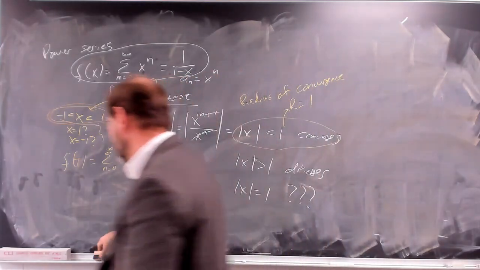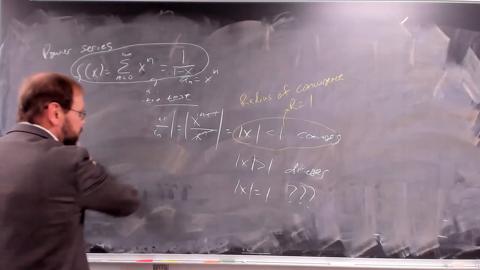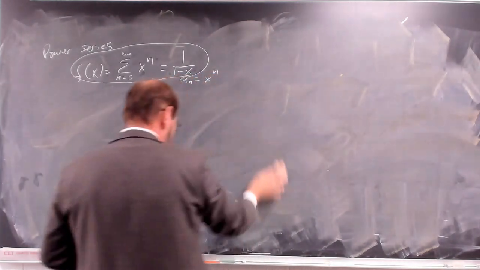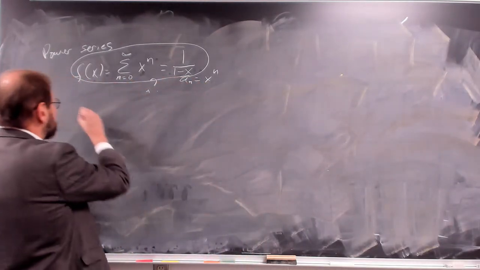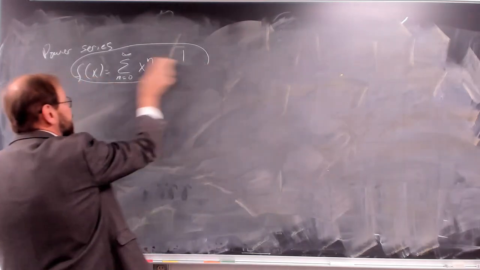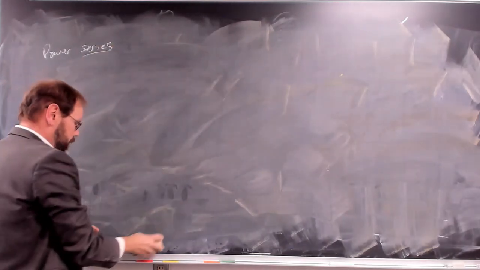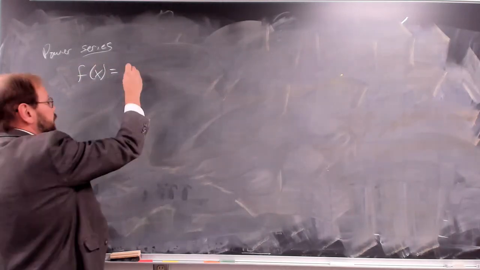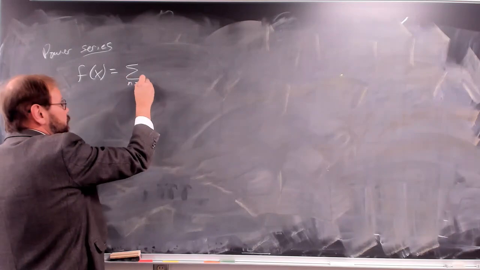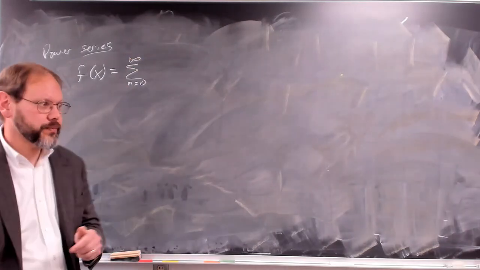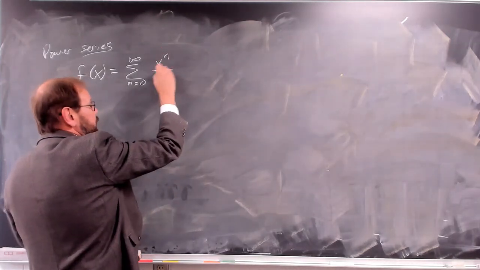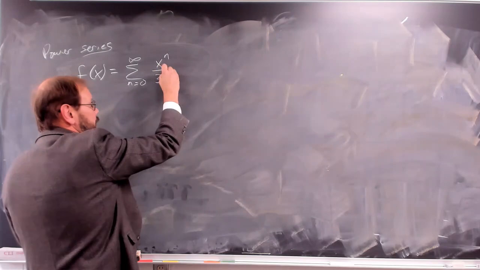All right. So let's take another example. Okay, here's one. This time, might as well get rid of this. I'm going to define a function, and it will look like the sum n equals 0 to infinity of x to the n over 3 to the n.